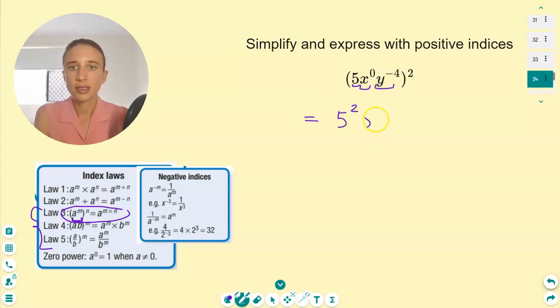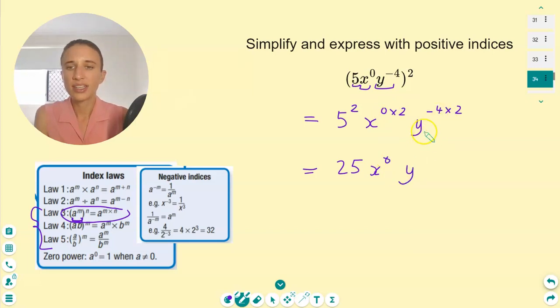X to the 0. And if we have power to a power, remember, you're timesing those powers. And then we've got y to the negative 4 squared, which means timesing by 2, using that law 3. And then let's simplify it. 5 squared, 25. X to the 0 times 2, 0. Y to the negative 4 times 2. Well, different signs means negative, so negative 8.